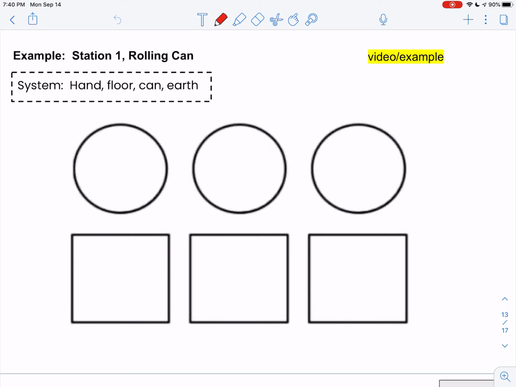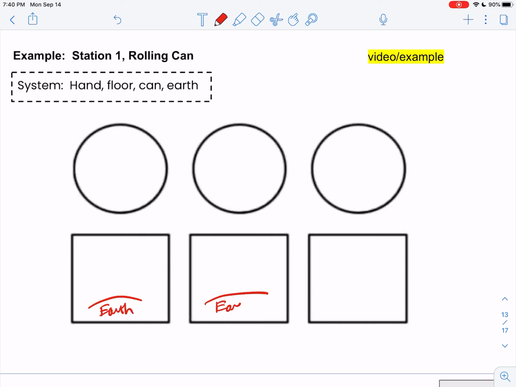All right, so this is the example of how to do the energy pie charts, and we're going to look at the rolling can observation station that we did last week. So we want to think about what were the three positions in the state diagram. So I'm just going to go ahead and draw those in here.